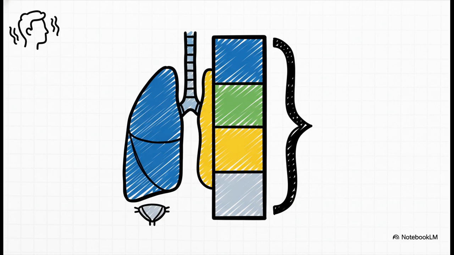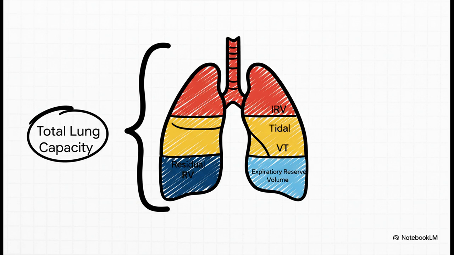Then, you've got vital capacity. This is basically the maximum amount of usable air you can move. It's everything except that leftover residual volume. So, if you take the deepest breath you possibly can, and then you blow out as much air as you possibly can, that total amount you moved is your vital capacity. And finally, the big one, total lung capacity. And yeah, just like it sounds, it's everything.